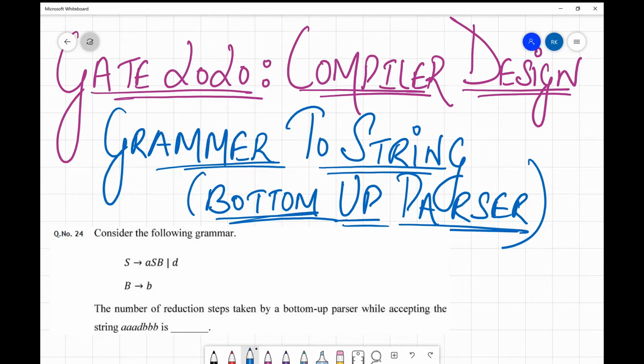The question asks for the number of reduction steps taken by a bottom-up parser while accepting the string AAADBBB. So this is the string and this is the given grammar, and you need to find the number of reduction steps. So let's see how we find it.